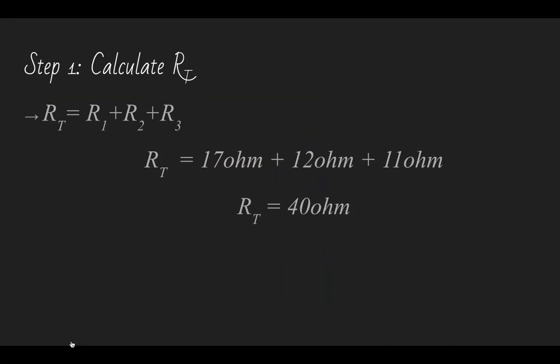So our first step is to calculate RT. This is because we're given all three R1, R2, and R3 values. So we're going to do 17 plus 12 plus 11, which equals 40 ohms, which is RT.